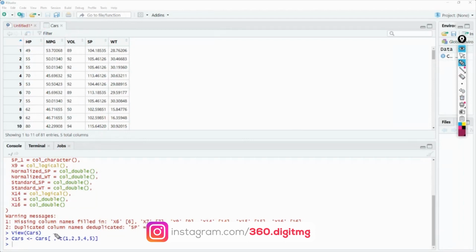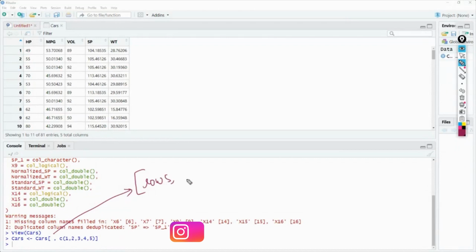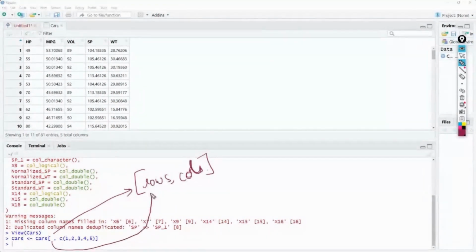And if you observe here, you'll always have rows, comma, columns. A blank space means you want all the rows, and you want columns from 1 to 5. All with me on this? Please confirm.